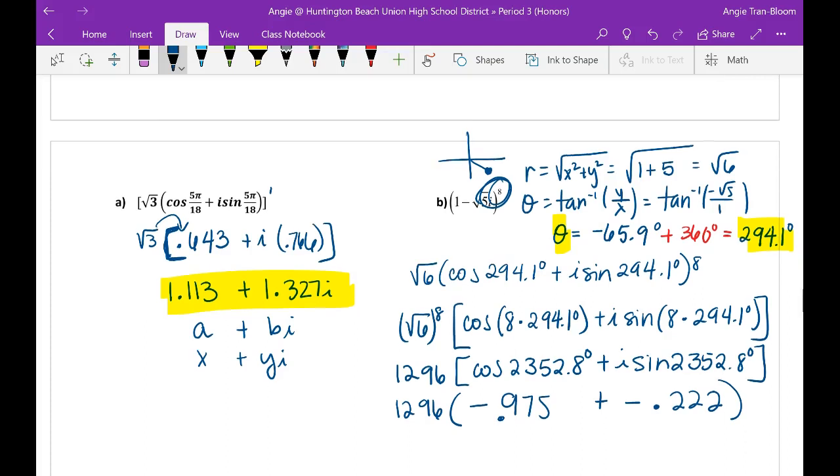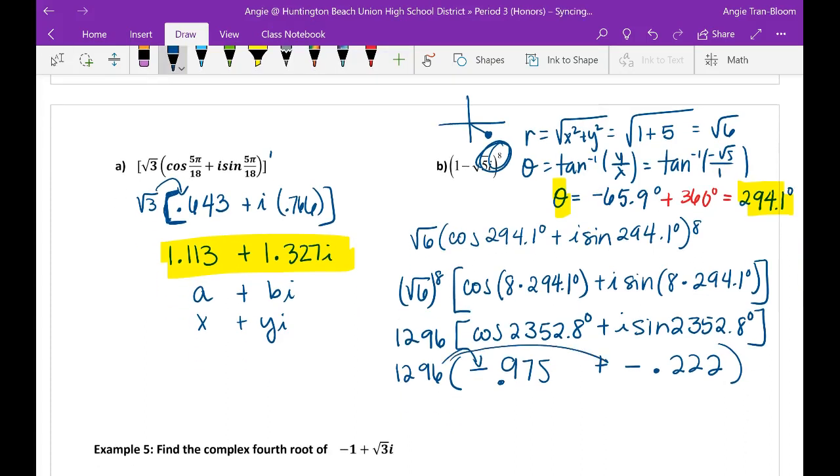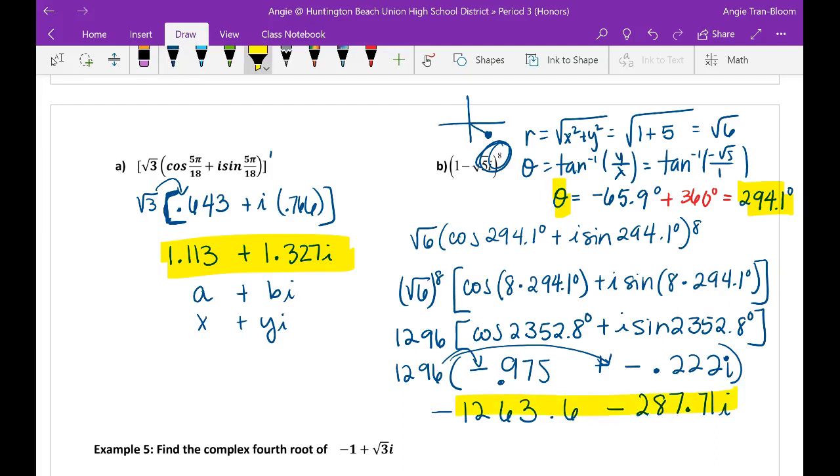Okay, so here we are. This is what we have. Now I have to distribute. Oh, I forgot the i. There you go. So let's distribute 0.222 times 1296. This is giving me a negative 287.71i, rounding to 2 decimal places. In the front, negative 0.975 times 1296 is negative 1263.6, which just gave me 1 decimal place, so perfect. So this is now my final answer in the format of a plus bi. And this is the end of our recording for today.